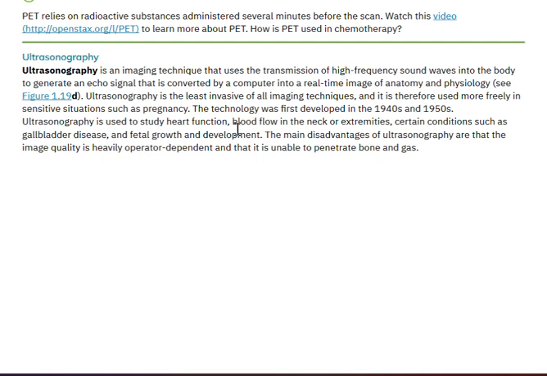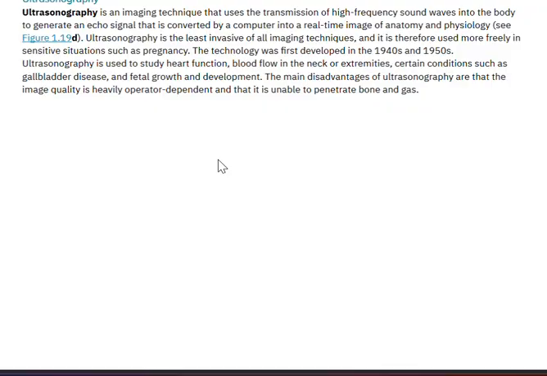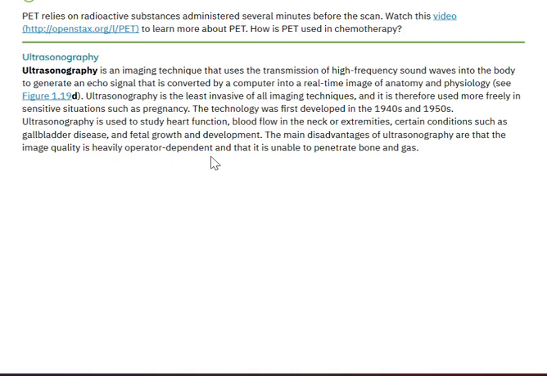Ultrasonography, sound waves. Best thing about it is pregnancies. They'll use an ultrasound machine.